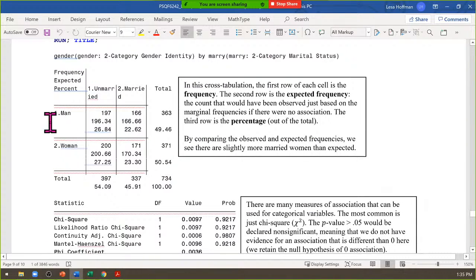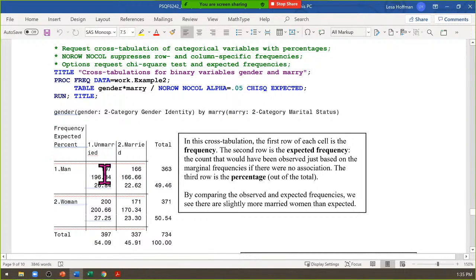So let's see what we get. Going back to the SAS output on page 9, we have 197 men who claim to be unmarried and 166 men who claim to be married. That's what happened. What should have happened? The second row is the expected frequency. Based on the number of men that answered the survey and the number of people who were unmarried, I should have had 196.3 men fall into that combination. In reality, I had 197. So pretty close to expected, just a little bit more men.